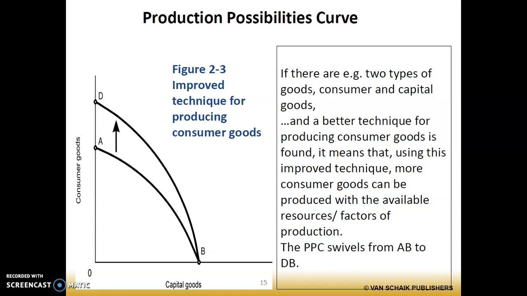If there are two types of goods, say consumer and capital goods, and a better technique for producing consumer goods is found, it means that using the improved technique, more consumer goods can be produced with available resources or factors of production. So the PPC swivels from AB to DB.